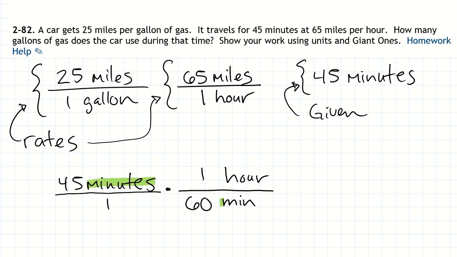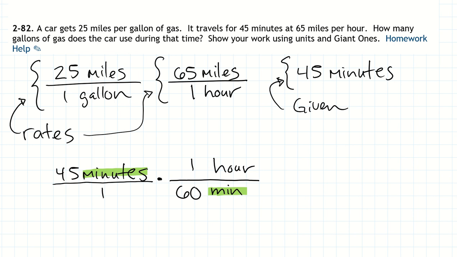My minutes are gone, right? And now instead of 45 minutes, this is a new measurement, but it's hours, right? And the fraction is 45 over 60, but I don't care what that number is right now. I'm still trying to finish this problem. Okay, so now that I've got hours, I can eliminate the hours and turn this into miles. The way that I can do that is by bringing in this second rate, which has hours in my denominator, and I've got hours in my numerator right now, so this is going to be perfect.